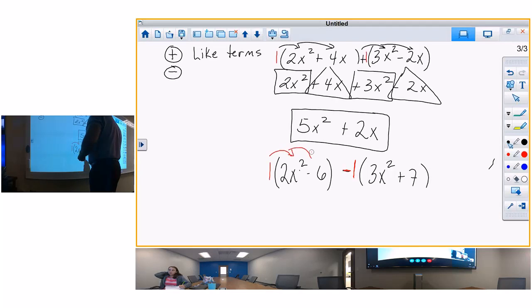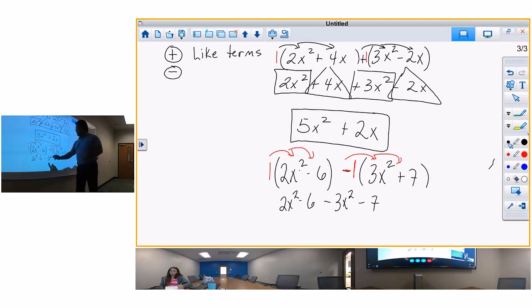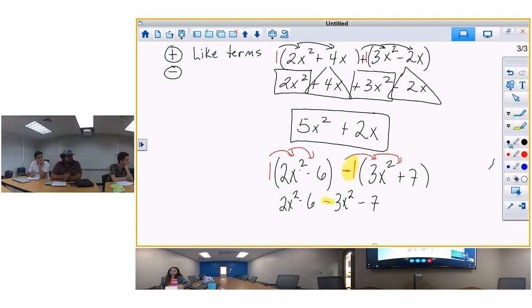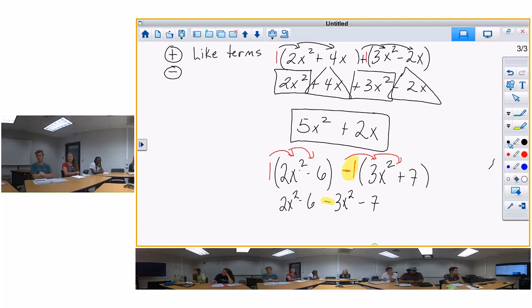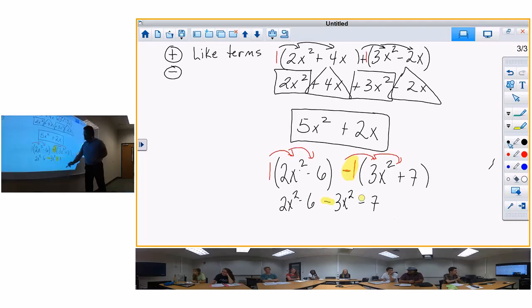Distribute the 1 and distribute the negative 1. And that's going to come out with 2x squared minus 6 minus what? 3x squared, what? Minus 7. What is the most popular mistake students make with this negative 1 right here? Anybody want to just take a guess? Multiplying it just times the first term. Thank you. They interacted. All right, so negative 1 is right here. That is the most common mistake.